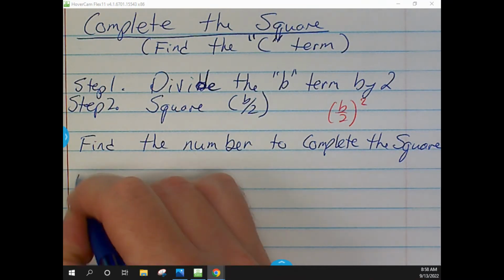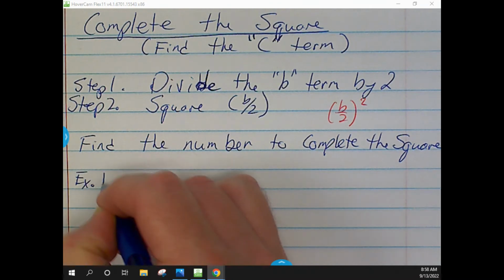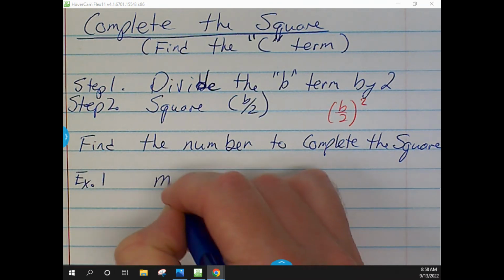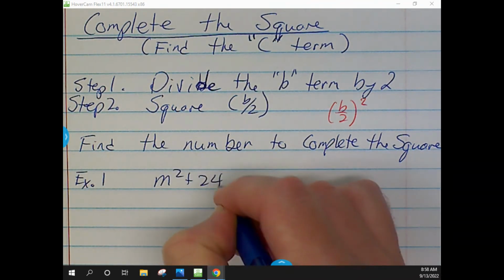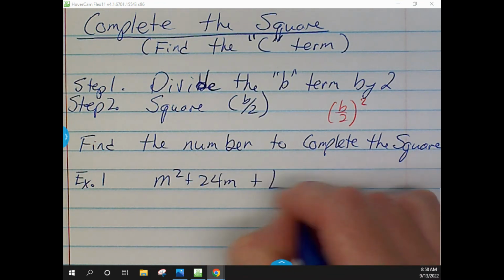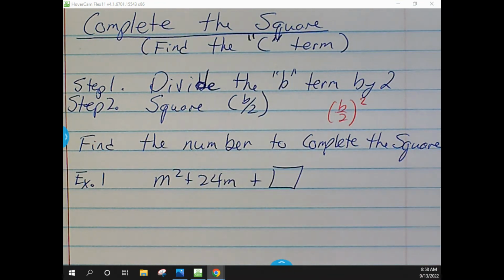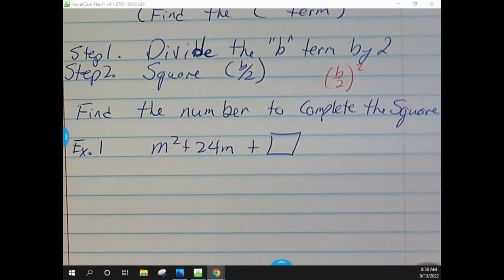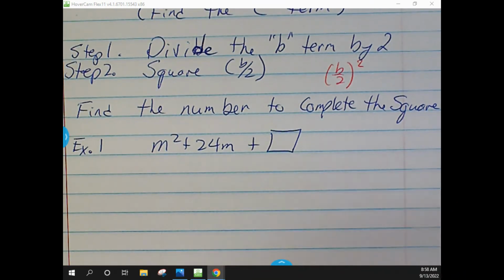And it should be one of those examples where they're going to give you something like this, where they give you a box almost. And you're just going to find the number that would go in the box, or they're going to give you a blank, or they're going to give you something where you're just finding out what that C term is.